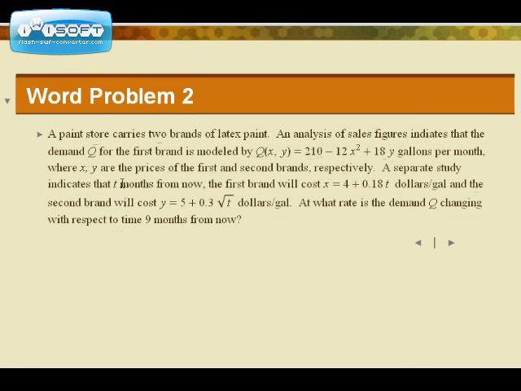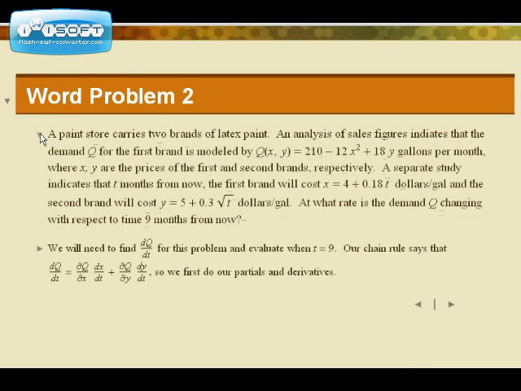A separate study indicates that t months from now the first brand will cost x, which is 4 plus 0.18 times t dollars per gallon, and the second brand will cost y, which is 5 plus 0.3 times the square root of t dollars per gallon. And we want to know at what rate is the demand Q changing with respect to time 9 months from now. So what we're looking for is Q changing with respect to time, so that's dQ/dt, and that's going to be at a time t 9 months from now, so where t is 9. So we'll go ahead and start computing some of these derivatives.